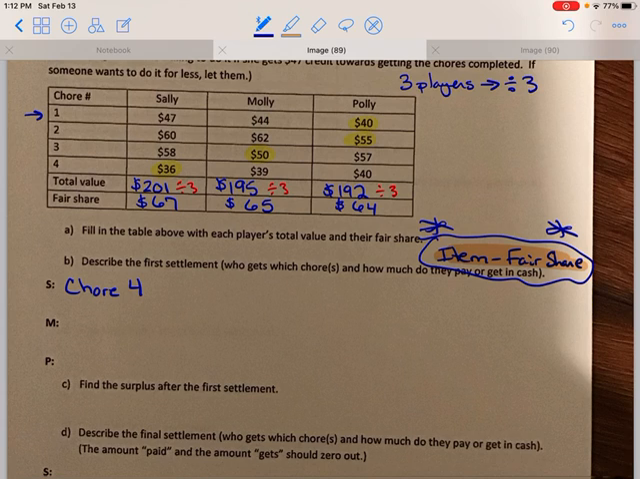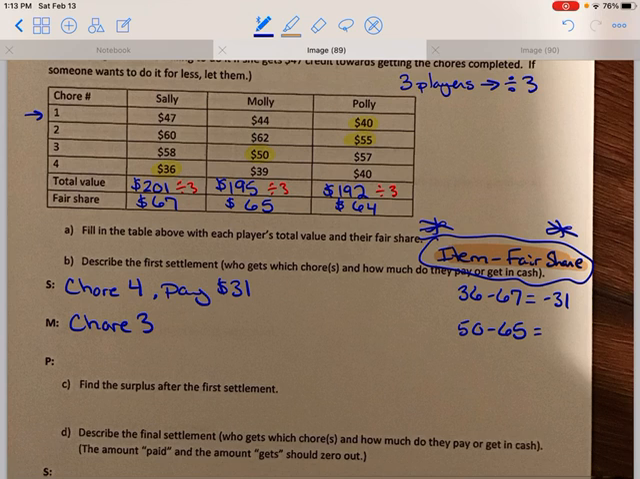All right, the chore was worth $36. Her fair share is $67. So basically she's obligated to do $67 worth of chores, but she's only doing $36 worth, so she's going to have to pay the difference. So that's minus 31, she's going to pay $31. Now Molly is doing chore 3. She's doing a chore worth $50, but she's obligated to do $65 worth. So hers is negative 15. She's going to pay 15.